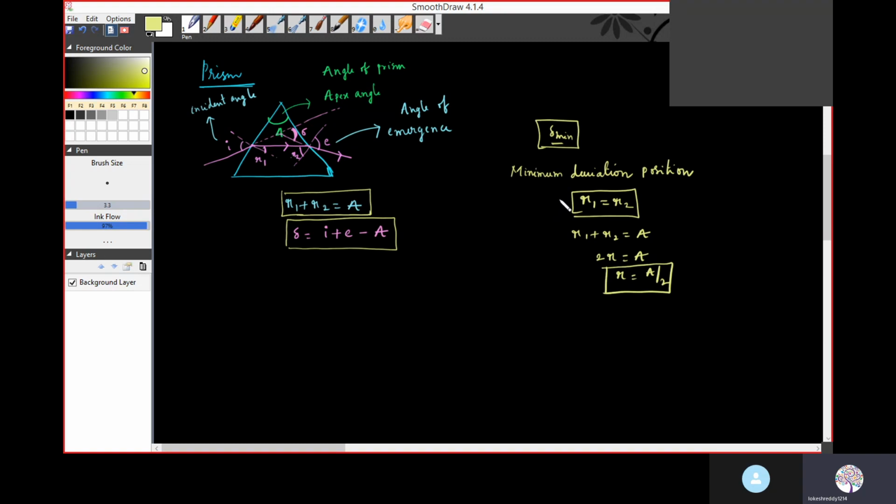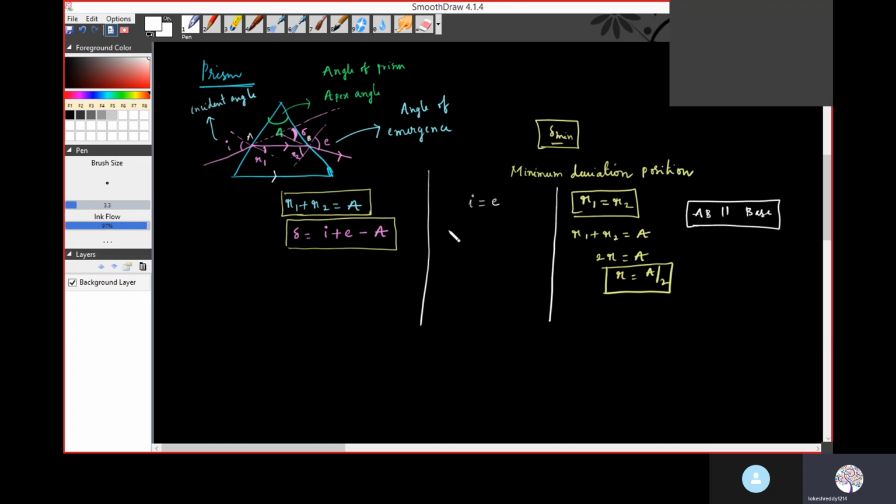For the minimum deviation condition, you can see one more thing: this line AB is parallel to the base. Then what else we have? The angle of incidence will be equal to the angle of emergence.